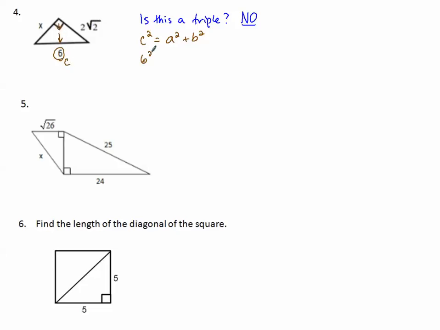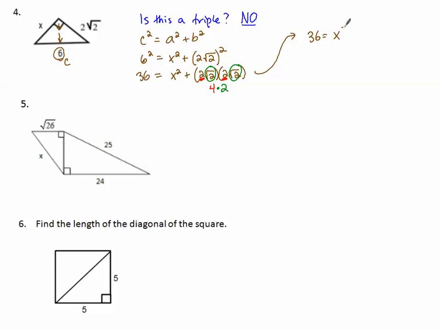Here's my C. 6 squared equals x squared plus, now I have more than one number here, so I'm going to put parentheses around it. 2 radical 2 squared. 6 squared makes 36. When I square 2 square roots of 2, I can square them one at a time, or I can think of it as 2 square roots of 2 times 2 square roots of 2. Now, the 2 times the 2 makes 4. The square root of 2 times the square root of 2 makes 2. So altogether that makes 8.